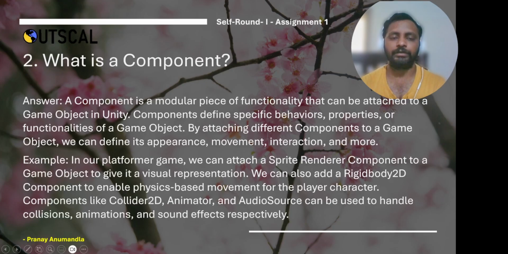In a 2D platformer, we attach a sprite renderer component to view the visual representation. If it is a player, the objects are all the same until we add a sprite renderer, which defines how it will look. The differentiation between one object and another comes by adding the sprite renderer. A rigidbody gives physics-based movement for the character. Collider 2D deals with the collisions of the object. This is the definition and example.